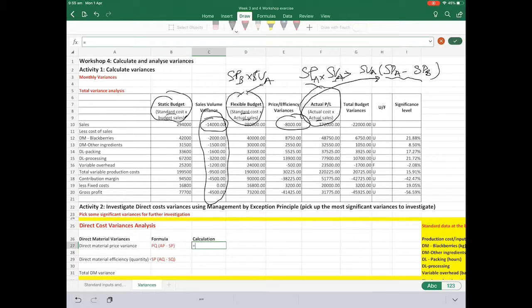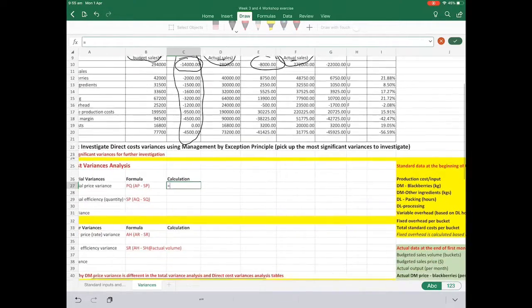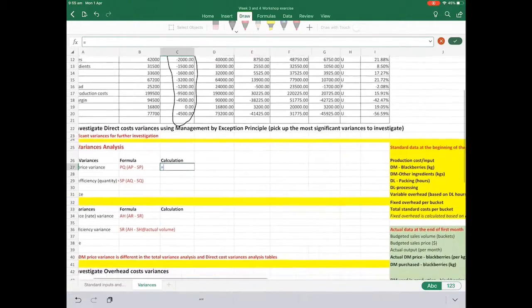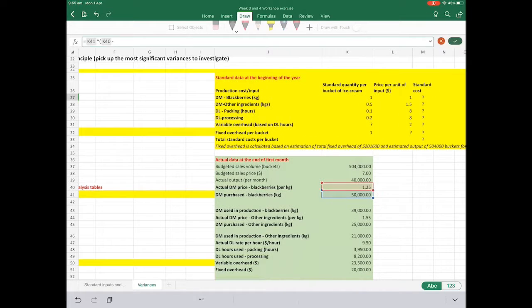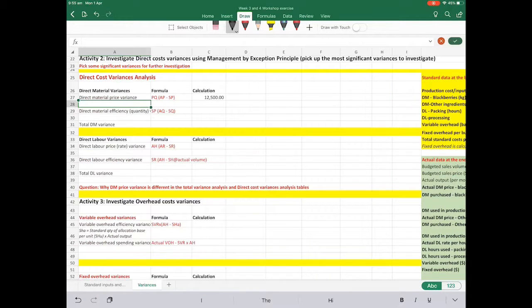We can calculate that by taking the purchase quantity for BlackBerry. When we are talking about the direct material for BlackBerry, the purchase quantity is the purchase quantity for BlackBerry. So that is this one. And then we times, and we open the bracket, the actual price minus the standard price. The actual price for BlackBerry is this one, and the standard price for BlackBerry is this one. Look at the column for the price per unit of input, and you close the bracket. So that is 12,000 U.